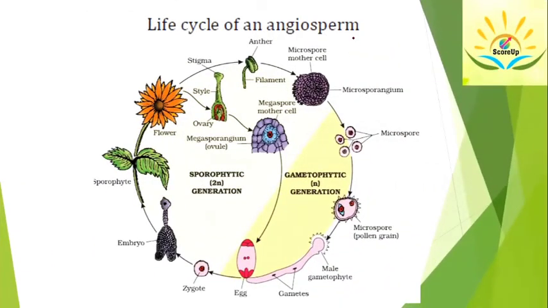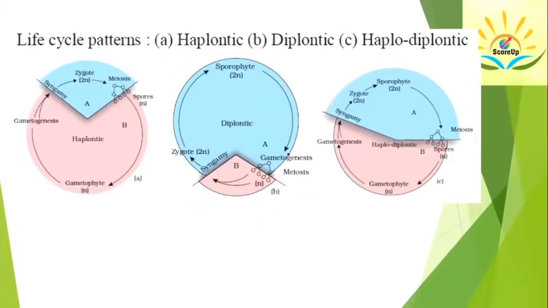Next is the life cycle of angiosperm. In the angiosperm life cycle, alternation of generation is there. Alternation of generation means the sporophytic generation alternates with the gametophytic generation. Here the sporophytic generation is more. Many cells are sporophytic, so it is diploid in nature. In the gametophytic generation, few cells are gametophytic, so it is haploid in nature. Diplontic life cycle.